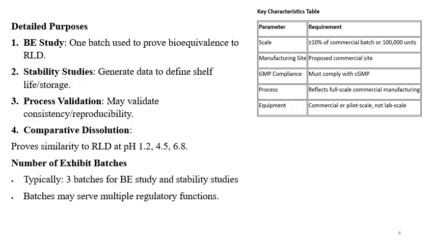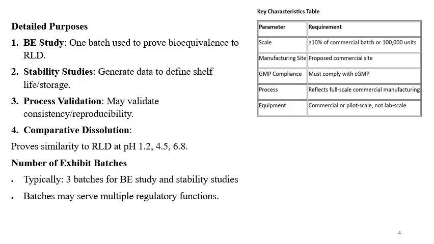Then typically 3 batches are manufactured. Out of these 3 batches, we conduct the BE study on one batch, and all the 3 batches are loaded on stability. All the strengths are required to be loaded on stability. Then batches may serve multiple regulatory functions.